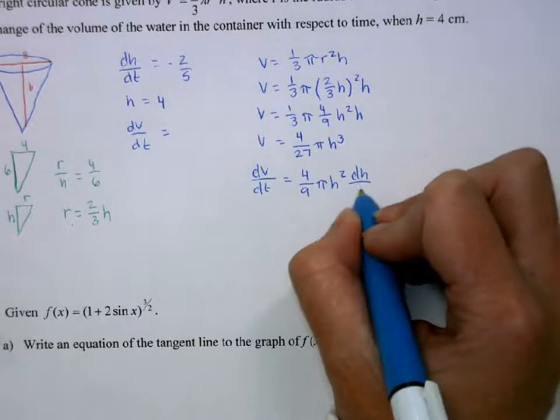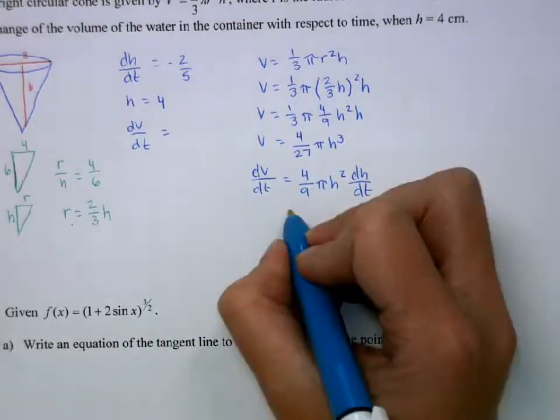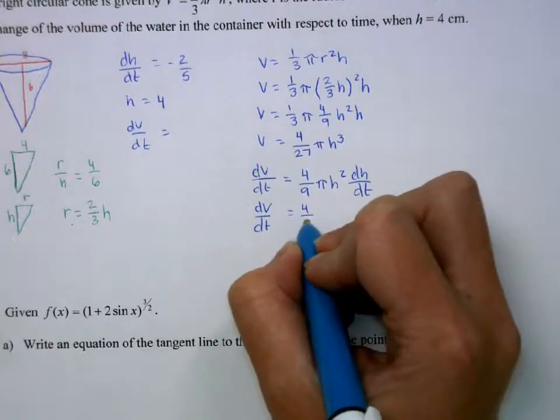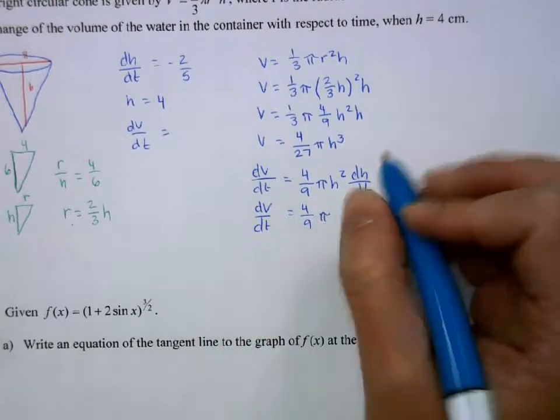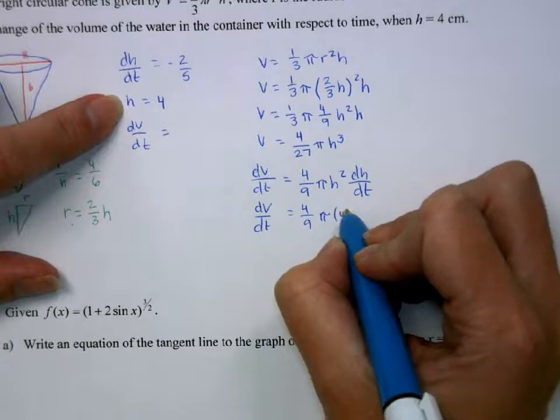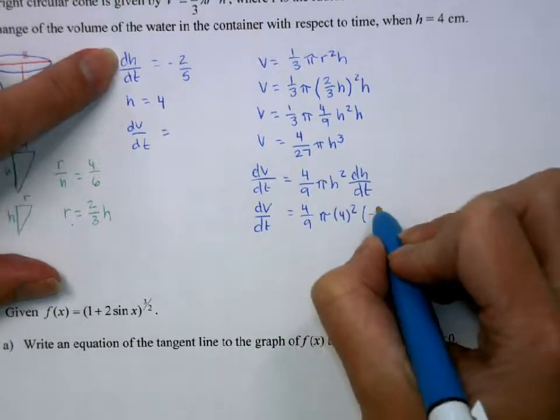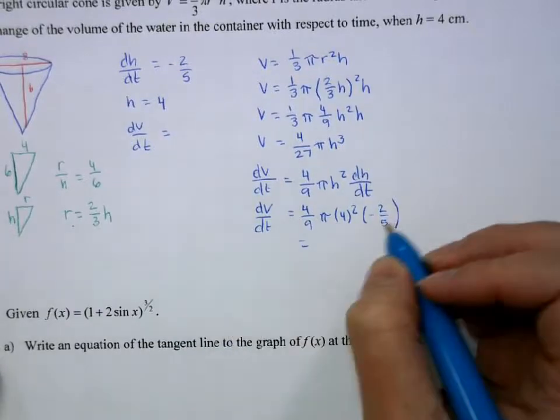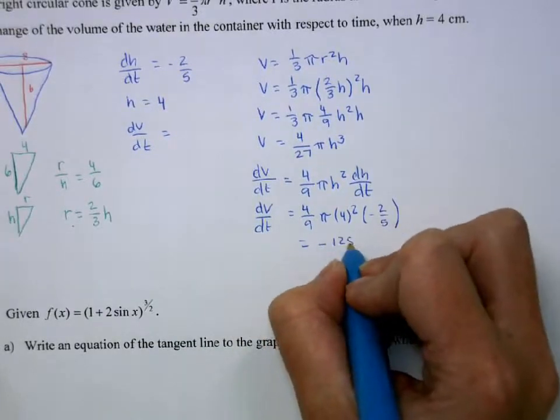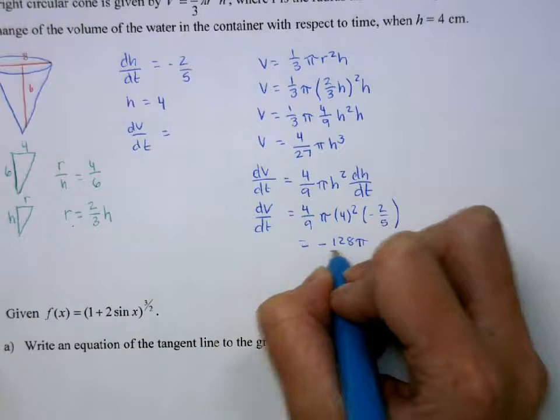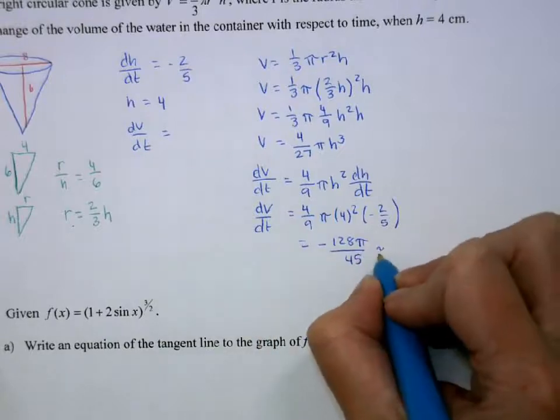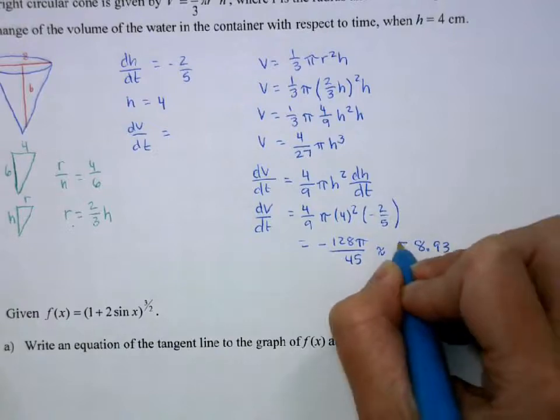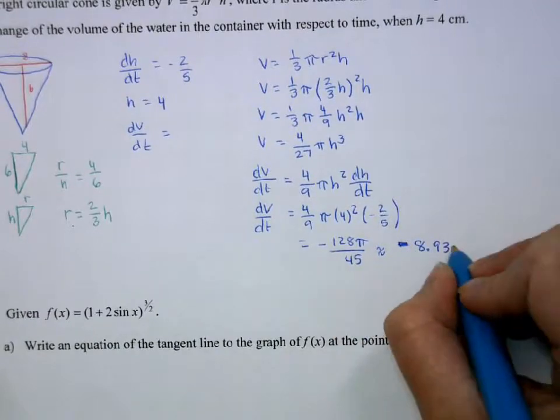Then substitute in our variables. So dV/dt, we're going to have 4/9 pi. My h is 4. My dh/dt is negative 2/5. Okay, if you multiply all this together, that's a negative 128 pi over 45, or approximately negative 8.9, it's a minus, 6 centimeters cubed per hour.